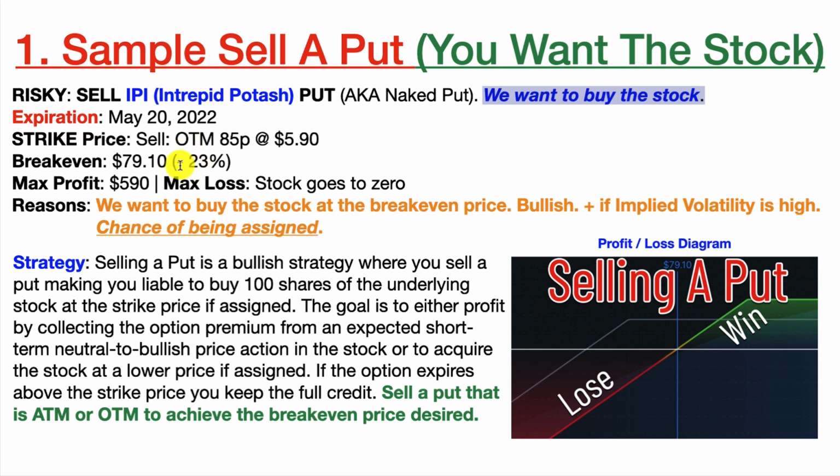Our break-even price is going to be $79.10, and that's going to be a 23% discount from the current price. Our maximum profit will be $590, and our maximum loss would be if the stock went down to zero, which is a very small likelihood.